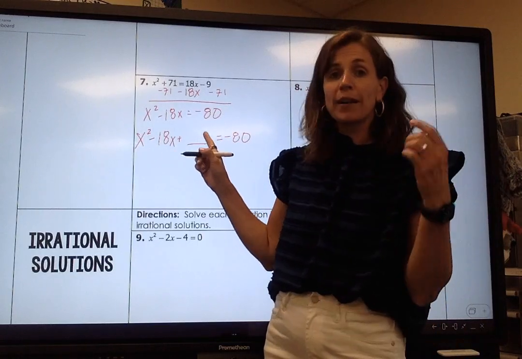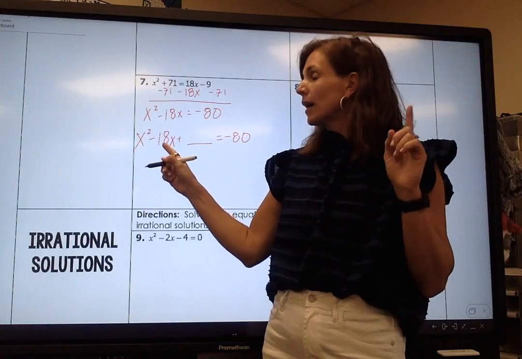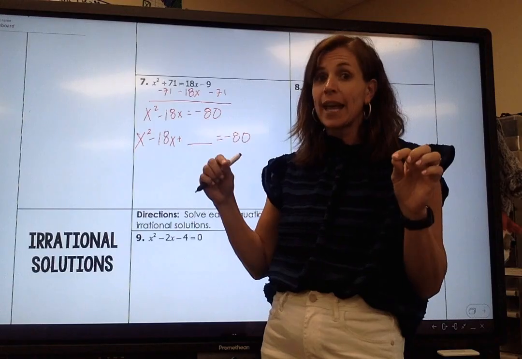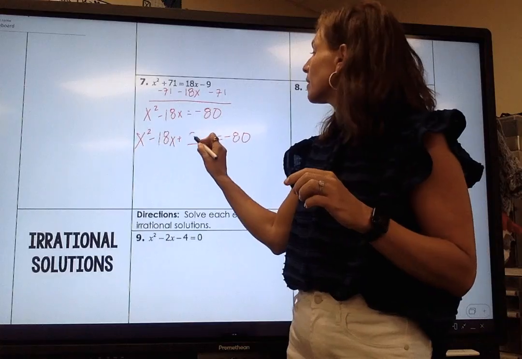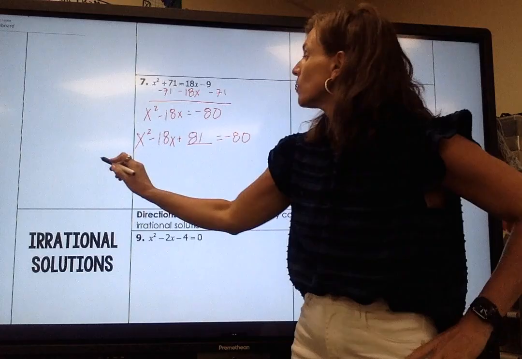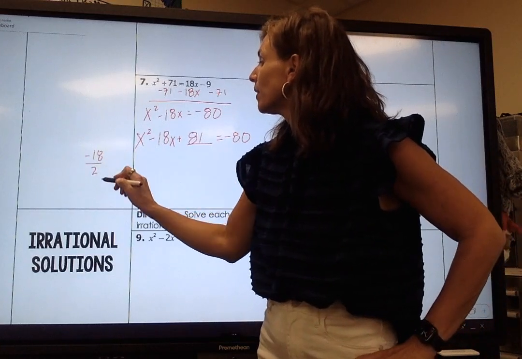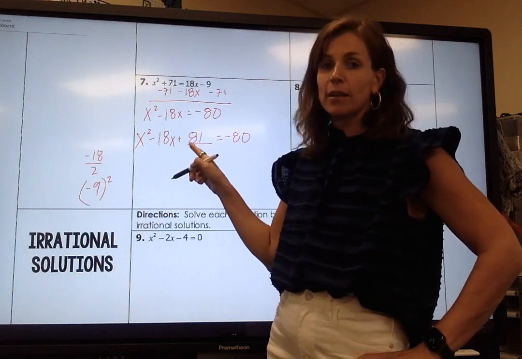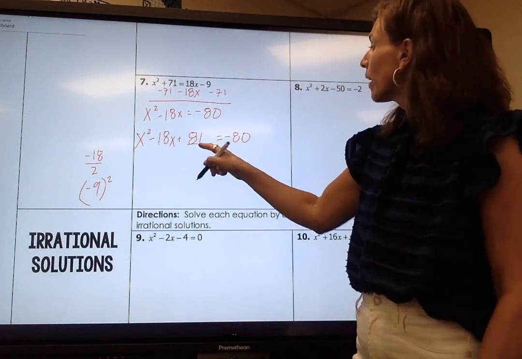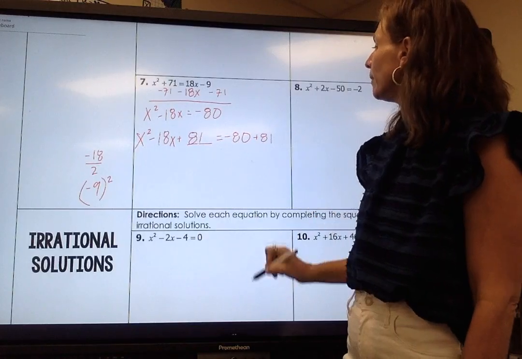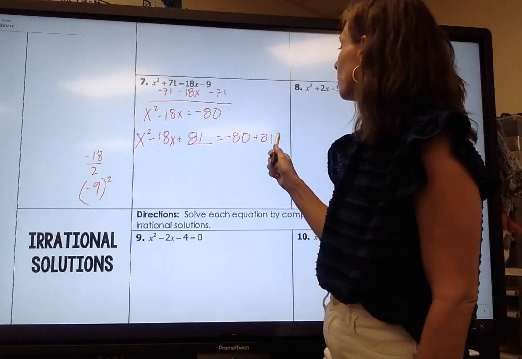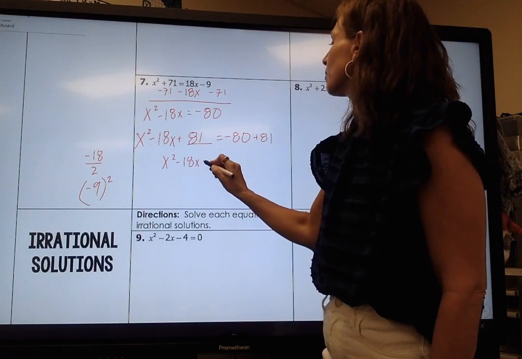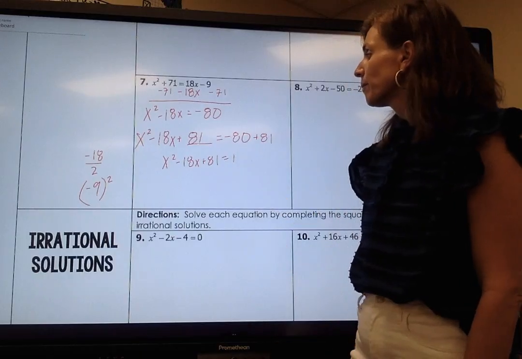And remember how I find that plus something, that constant term. I take the linear term, negative 18, I divide it by 2, which is negative 9, and negative 9 squared is a positive 81, right? So negative 18 divided by 2, which is negative 9, and then negative 9 squared is 81. So divide by 2 and square it. Whatever you do on one side, you do on the other side. And this becomes positive 1. So I get x squared minus 18x plus 81 equals 1.